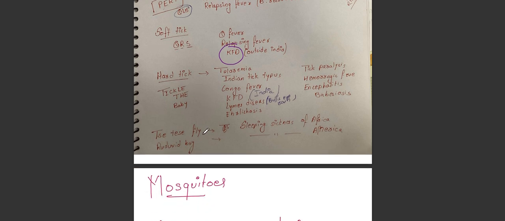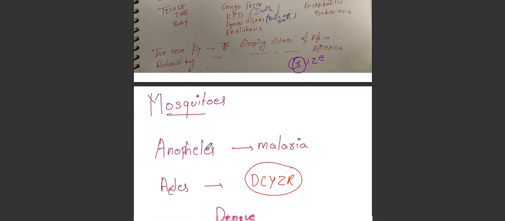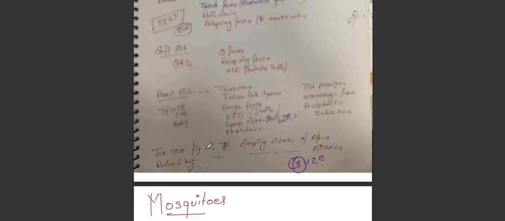Then you know the tsetse fly, which causes sleeping sickness of Africa, and the reduviid bug, which causes sleeping sickness of America. America is for the cruzi, and R representing the reduviid bug. Okay, then another, some relapsing fever.